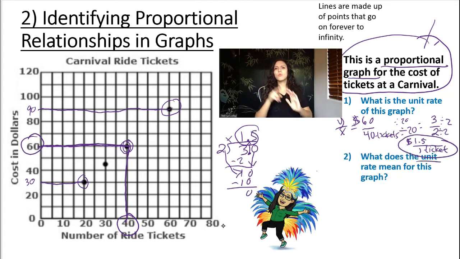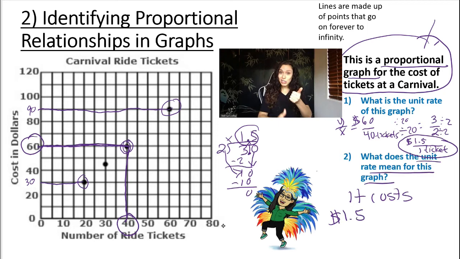So what does this unit rate mean for the graph? Well, I just stated it because I just wrote down my units. I verbally just stated it. But the reason I'm asking is because when you're getting in the groove of writing this, you're getting in the habit of carrying over the units, making sure you have the money and the tickets, but we want to make sure you're actually processing what it means. So what does this unit rate mean for this graph? It costs $1.50 per ticket.